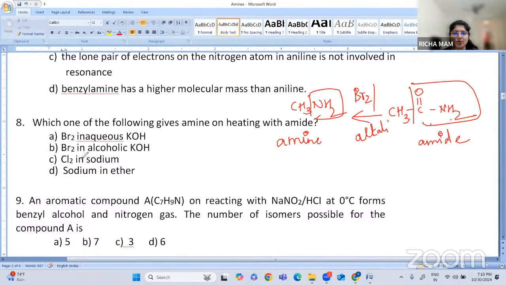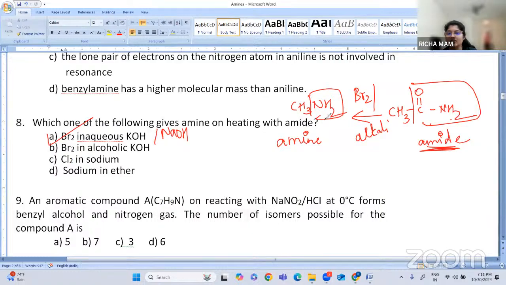So if I use bromine in the presence of aqueous KOH, then I'm going to get an amine, right? Option number A. This is a Hoffmann degradation. Yes, very good. So option number A it is, not alcoholic. We are going to use bromine in an aqueous solution of either NaOH or KOH. That will give you amine.